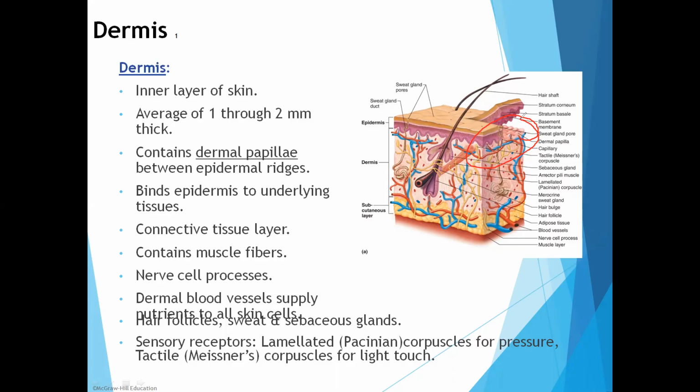Like I said, the dermis tends to contain mostly connective tissue. Most of it that we'll find is dense irregular connective tissue, as well as a little bit of areolar connective tissue, just kind of binding everything together.